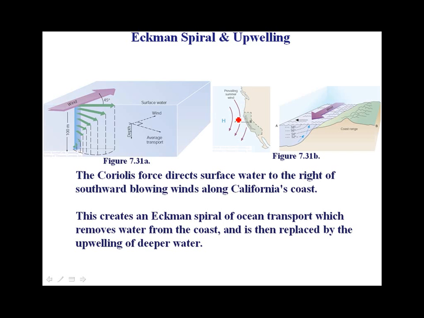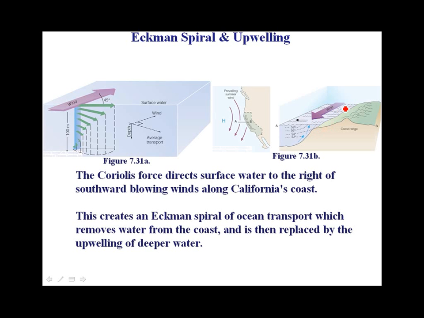And so as we remove the surface water, now we'll look at this particular area, we're taking surface water and moving it away from the coast. We're removing water. But you don't see a huge dry hole right along the coast. If you go out to California, you see water.